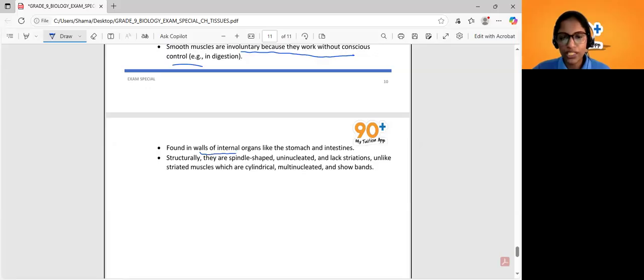They are found in the walls of internal organs like the stomach and intestines, and structurally they are spindle shaped, uninucleated and lack striations. Unlike striated muscle, which is cylindrical, multinucleated, and shows bands. Okay, in striated muscle, the striations can be seen, a light and a dark band. They are cylindrical and multinucleated. But smooth muscles are spindle shaped, uninucleated, lack striation, and are found in internal organs. And we cannot control them according to our own will. So this is the difference between smooth and striated muscle.